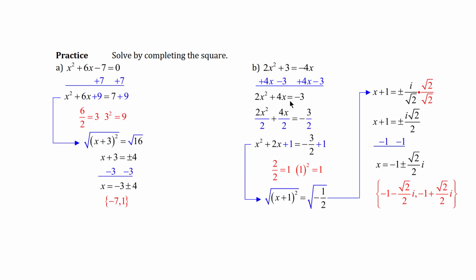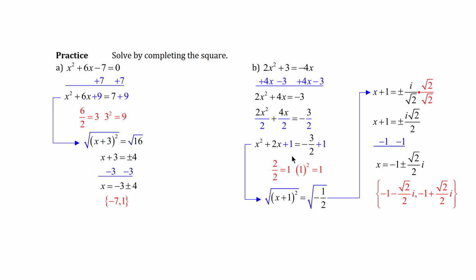Next, we need to get rid of the coefficient in front of x squared by dividing both sides of the equation by 2. Starting with the first term, 2x squared divided by 2 is x squared. For the second term, 4x divided by 2 is 2x, and for the last term, negative 3 divided by 2 is negative 3 over 2. So the result is x squared plus 2x, leave a space for completing the square, equals negative 3 over 2.